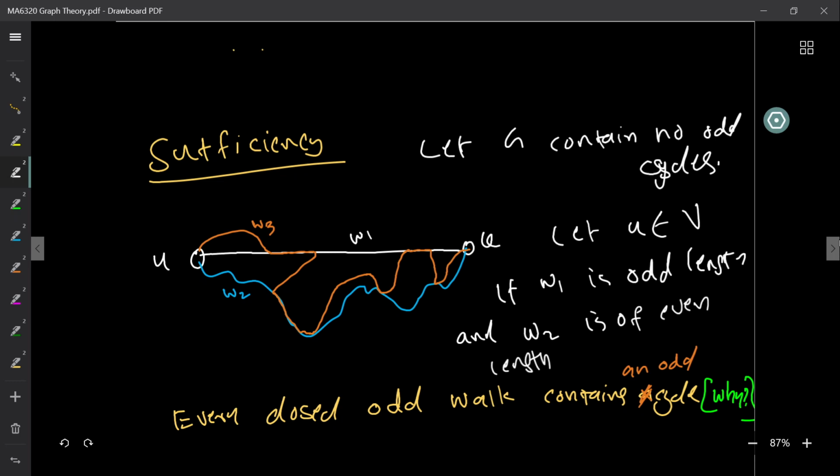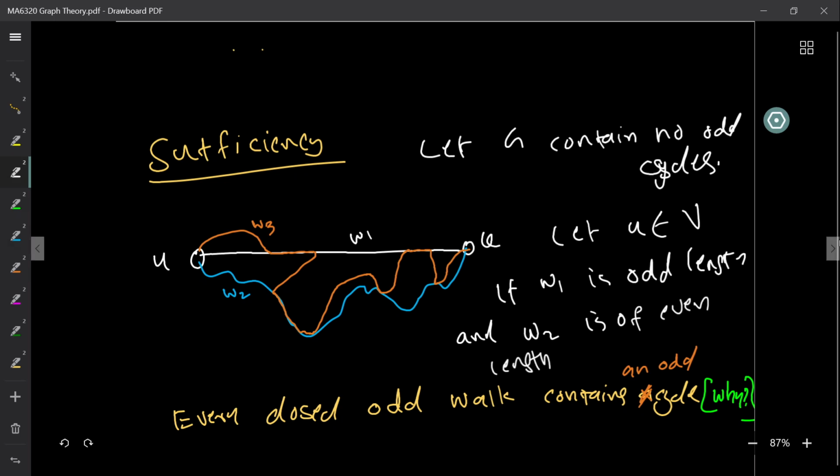Okay? So, if you have two walks from U to V, one is of odd parity and one is of even parity, then I say that the graph must contain an odd cycle. And why do I say this? Because if I have W1 going from U to V is of odd length, and then W2 going from U to V is of even length, then what I do is that I take the U to V path W1, and then I traverse in the reverse direction W2 and go from V to U.